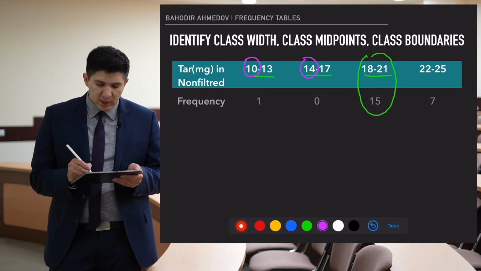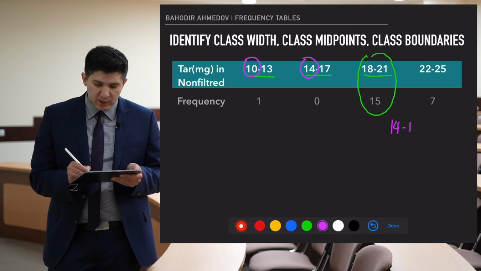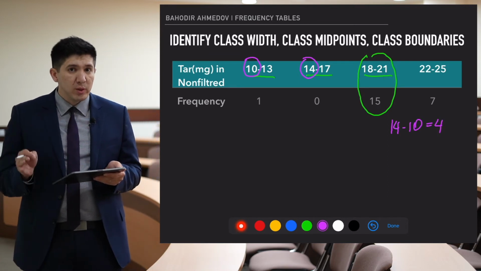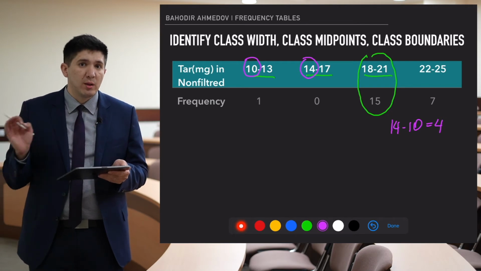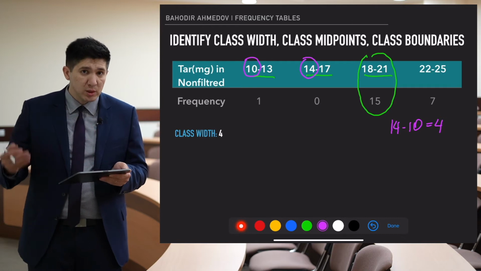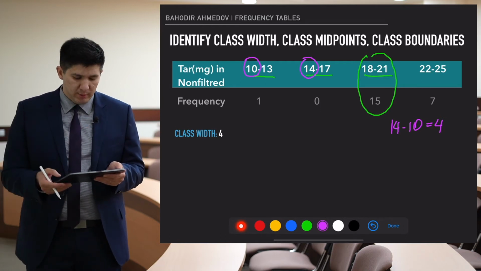In this case, the class width is going to be equal to 14 minus 10, which is equal to 4. Again, the class width is not just 3, which is the difference between the upper class limit and the lower class limit for every class. The class width is going to be the difference between the two consecutive lower class limits.